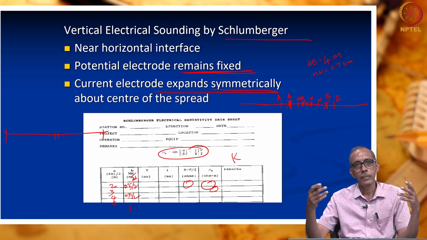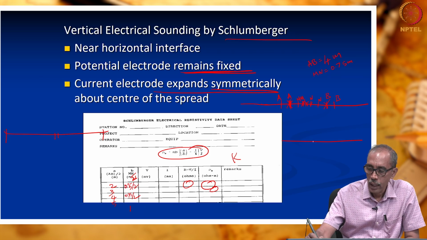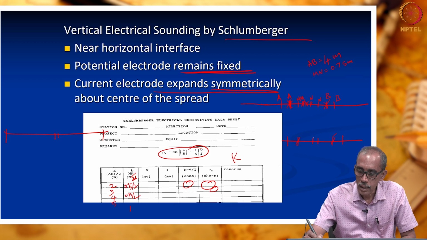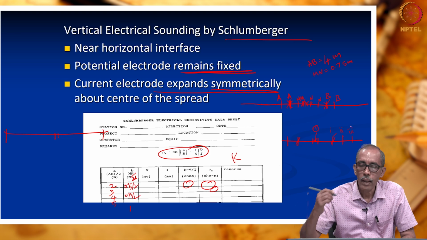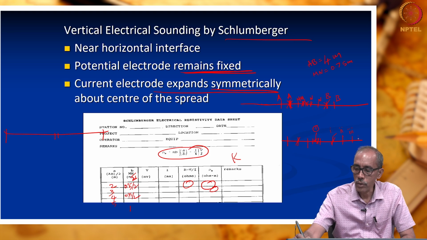Is it clear? I will repeat again. When you do the survey, M and N are very close to each other. This is the location of A and B. Now, after making one measurement, you are shifting the electrodes symmetrically on either side. This is the station number. This is the location number of the current electrode. Initially, I am using this one. This is the new location. This is the third new location. After that, I also move the potential electrode to a greater distance, then continue.